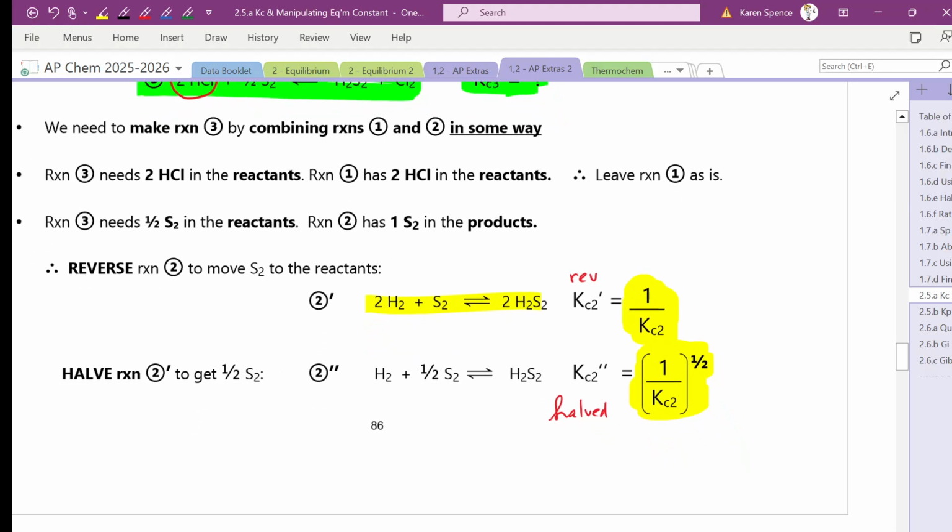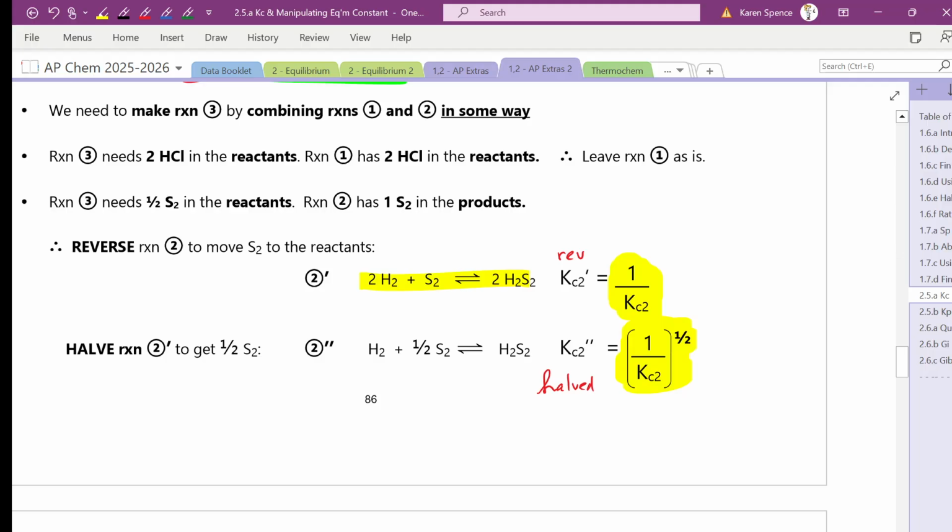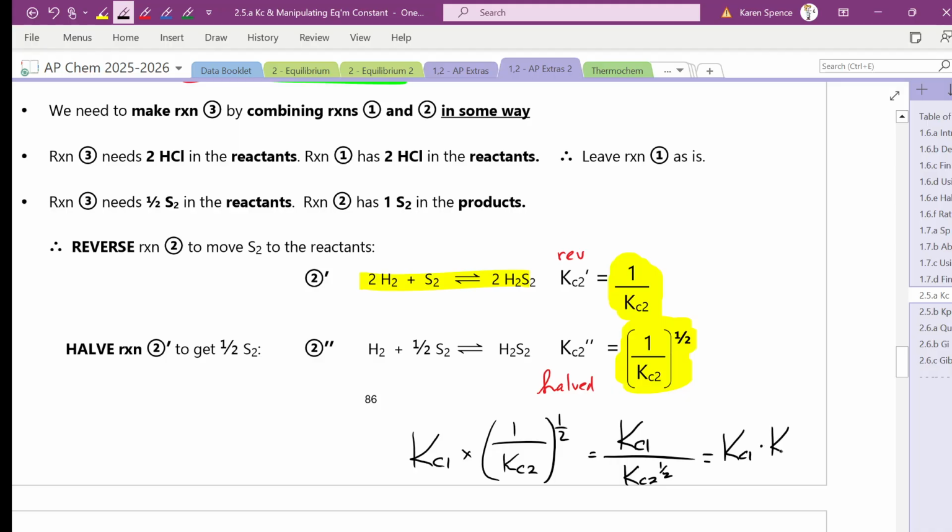So there are actually several ways of writing this now. We need to combine the two. We need to combine Kc1, and we need to multiply it by 1 over Kc2 to the half. It would be fine to leave it like that, but you could also write it as Kc1 over Kc2 to the half. Or you could write it as Kc1 times Kc2 to the negative a half.